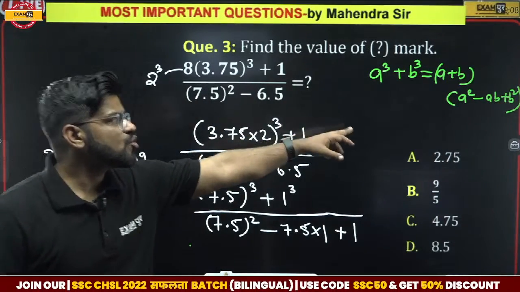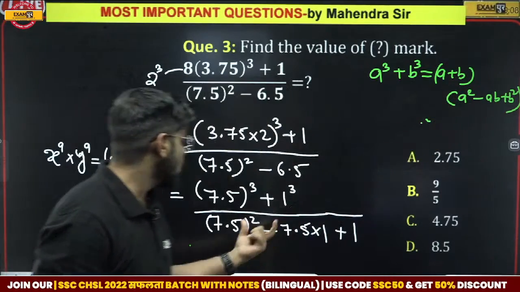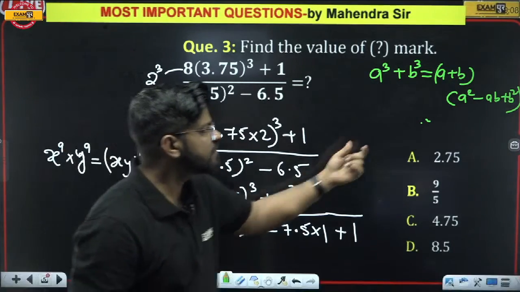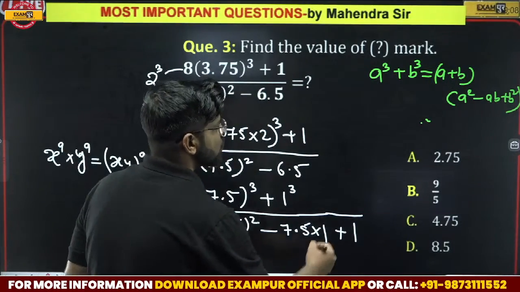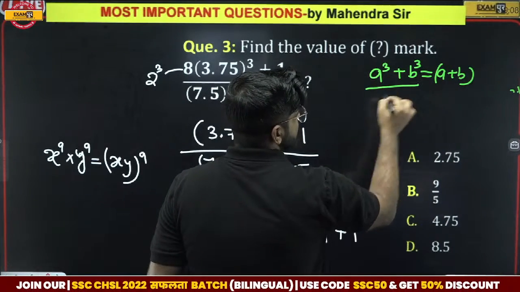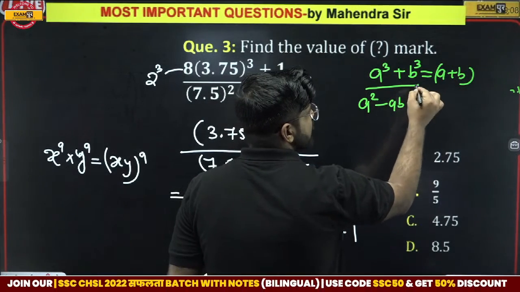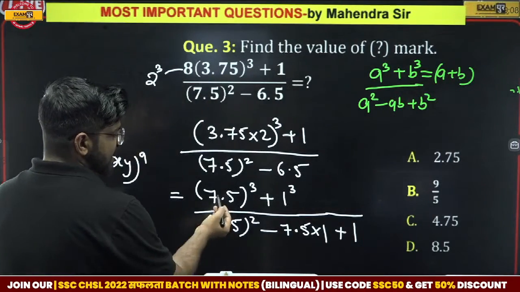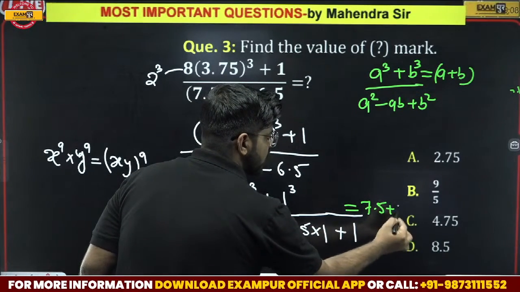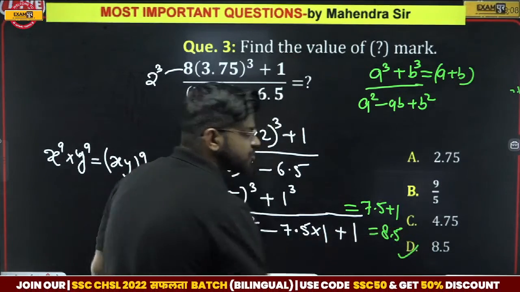So a cube plus b cube has these two components, and one of these components is already here. That means when we divide both of these, we will get a plus b. Now this is equal to what? A plus b, because when this comes below, a square minus ab plus b square will give you a plus b. So what is a? A is 7.5 and b is 1. So my answer will be 8.5. That is nothing but option number D.